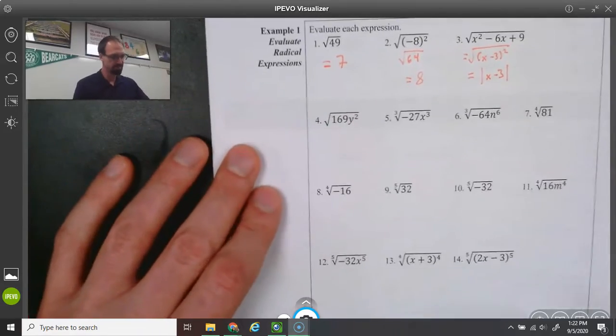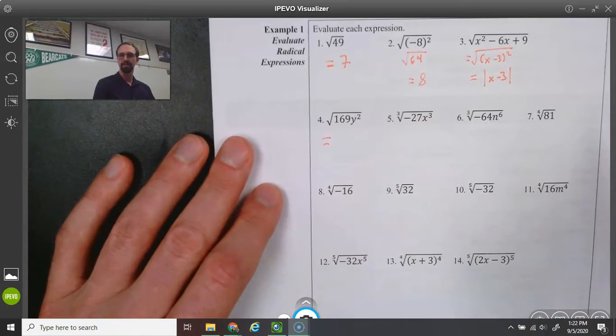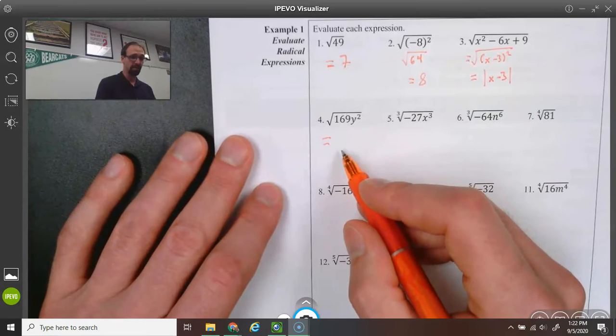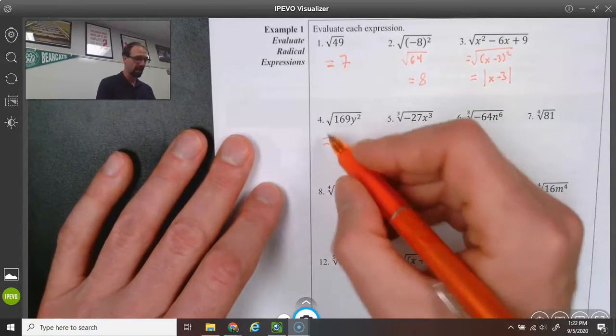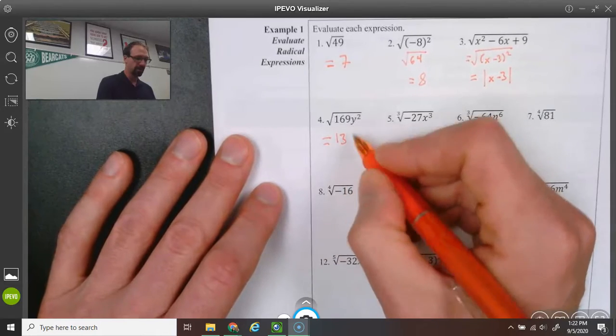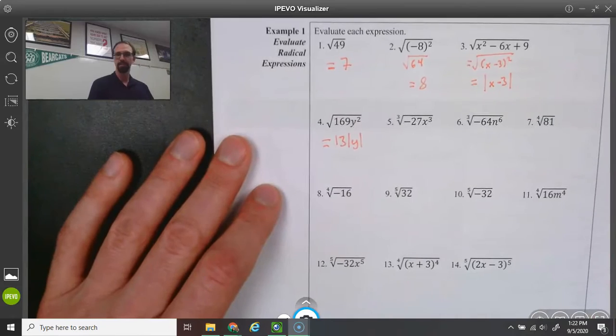Number 4, with this one, we think about it in its pieces, its components, 169 and then the y squared. So the 169, if I take the square root of that part, that's going to give me 13, and then the square root of y squared is going to give me the absolute value of y.